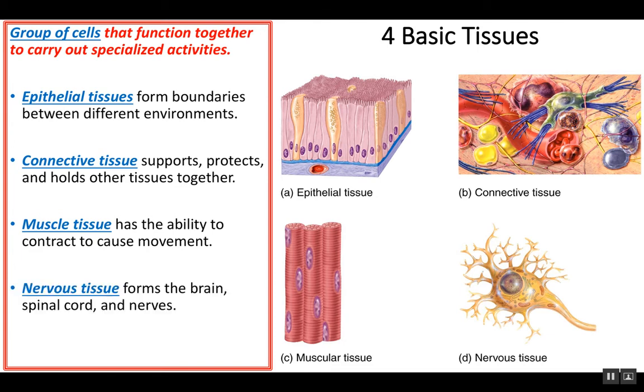And then finally, there's nervous tissue. And I think we know nervous tissue must have something to do with your brain, your spinal cord, and then peripheral nerves. So these are the four basic categories. Now we have to dive into each of these four categories and learn the specific types of each.